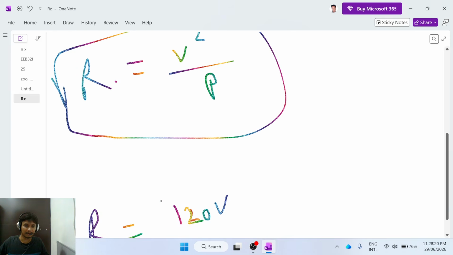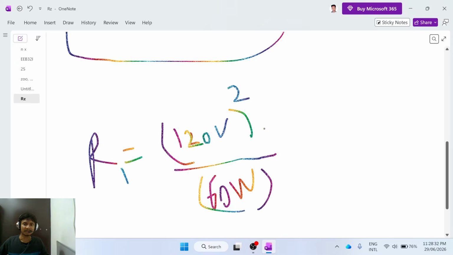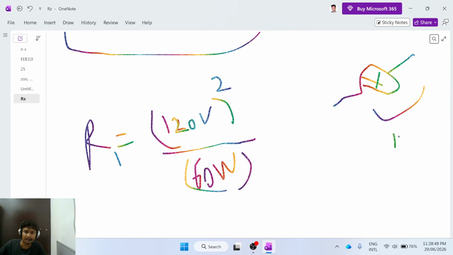Therefore, 120 volts squared divided by the power of the bulb, 60 watt. What is the meaning of this? If we give 120 volt across this bulb, we will get 60 watt. That is why we use it. If we give 120 volt across bulb 1, we will get the output power of 60 watt. Therefore we can quickly substitute here. R1 is equal to 120 volt squared divided by 60 watt.